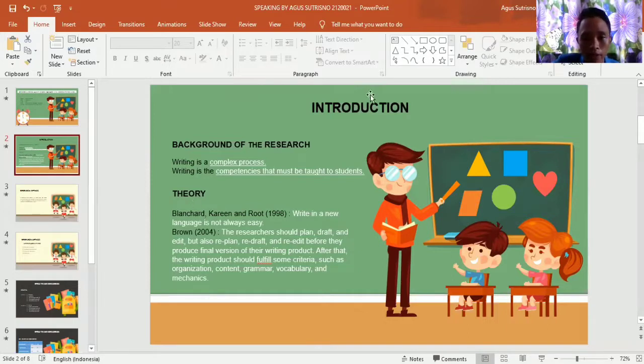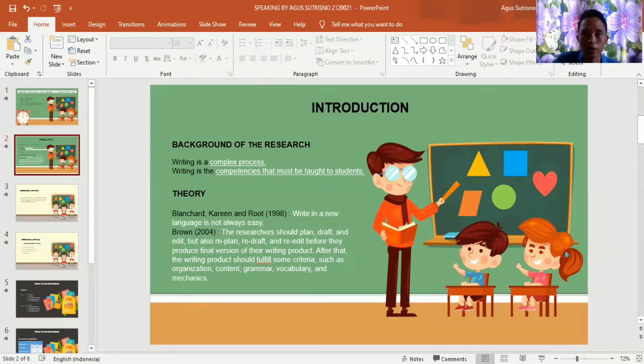In this research, I use two theories. There are from Balancer, Karin, and Ruth, who state that writing in a new language is not always easy. And the second theory, Brown: the researcher should plan, draft, and edit, but also replan, redraft, and re-edit before they produce the final version of their writing product. After that, the writing product should fulfill some criteria such as organization, content, grammar, vocabulary, and mechanics.